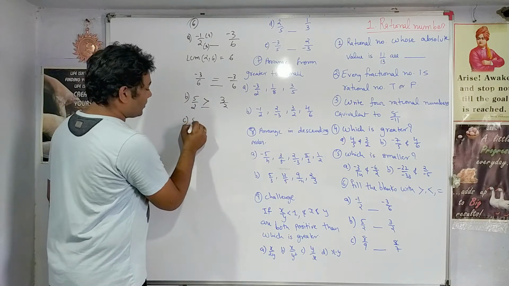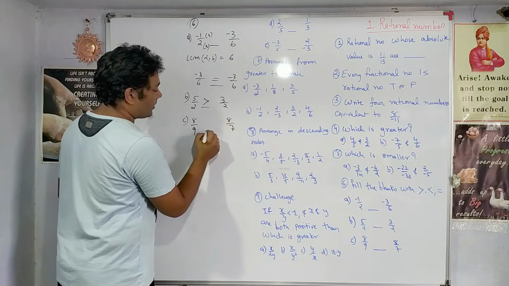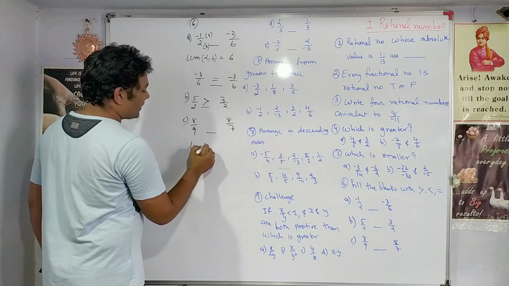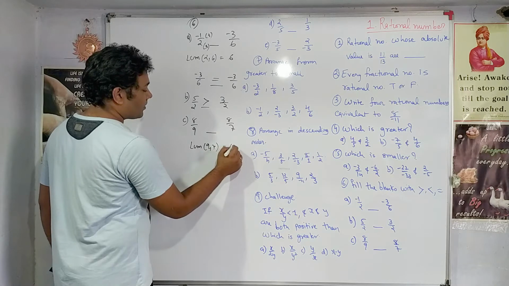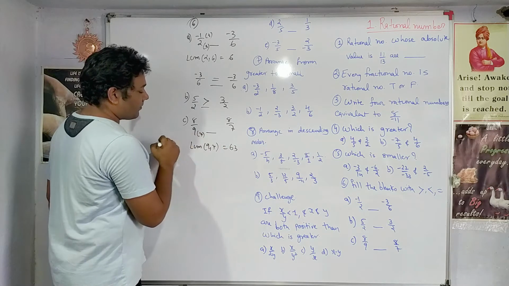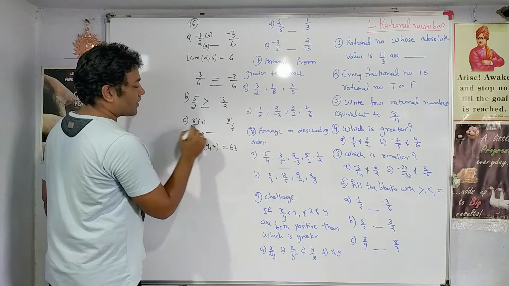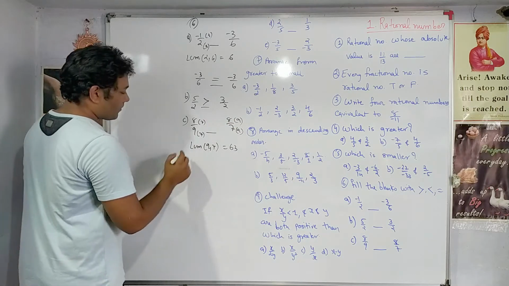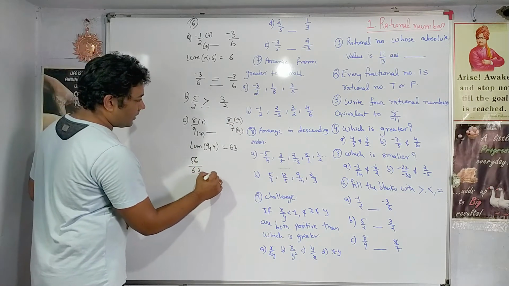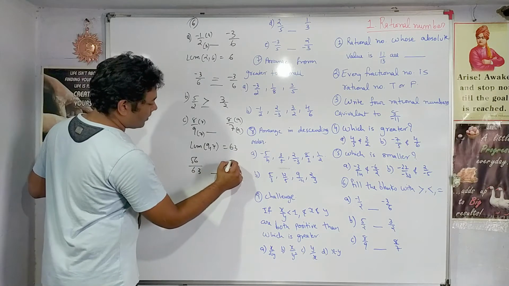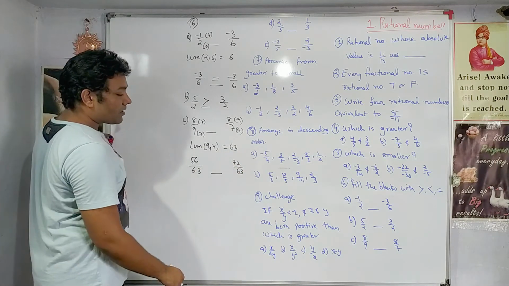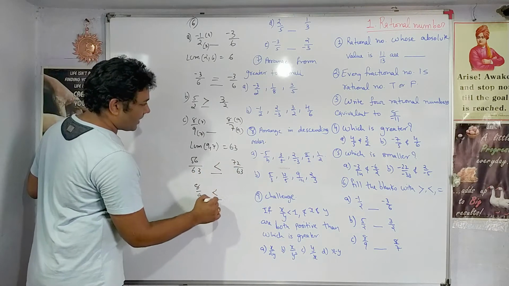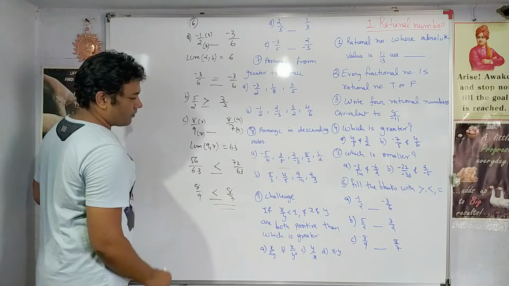C, 8 upon 9 and 8 upon 7. Here we don't have the same denominators, so we'll have to take the LCM of the denominators. What will be the LCM of the denominators? 63. So 9 has to be multiplied with 7, and the same multiplication in the numerator. 7 needs to be multiplied with 9, and the same in the numerator. So this will be 56 upon 63 and 72 upon 63. Now which one is greater? By default, this is greater. So what will the answer be? 8 by 9 is less than 8 by 7.